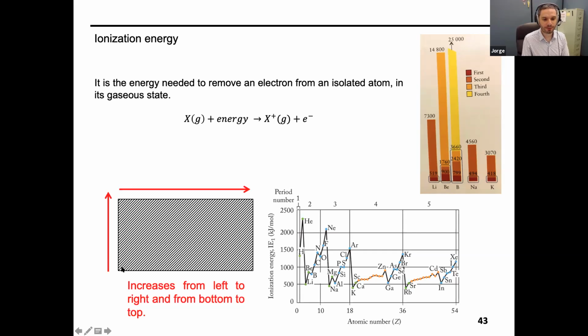Across the group from bottom to top, there is an increase in the ionization energy. And across the period from left to right, there is an increase in the ionization energy as well. Okay? The first ionization energy is defined as the energy to remove the first electron. The second ionization energy is to remove the second electron, and so on. Usually there is an increase from the first to the second, to the third, to the fourth ionization energy.